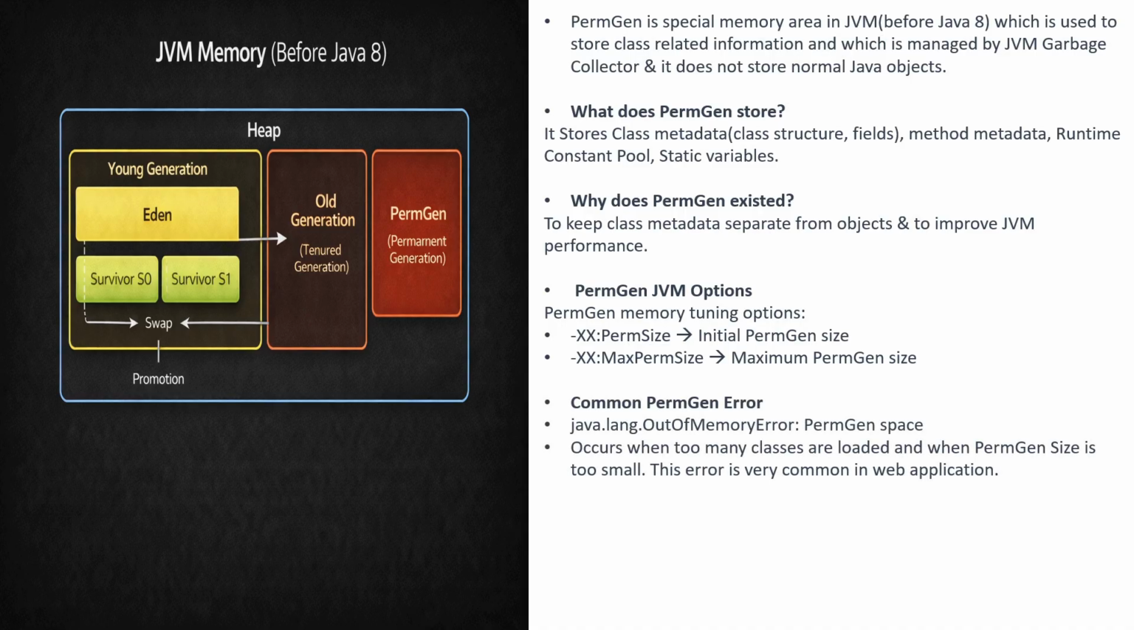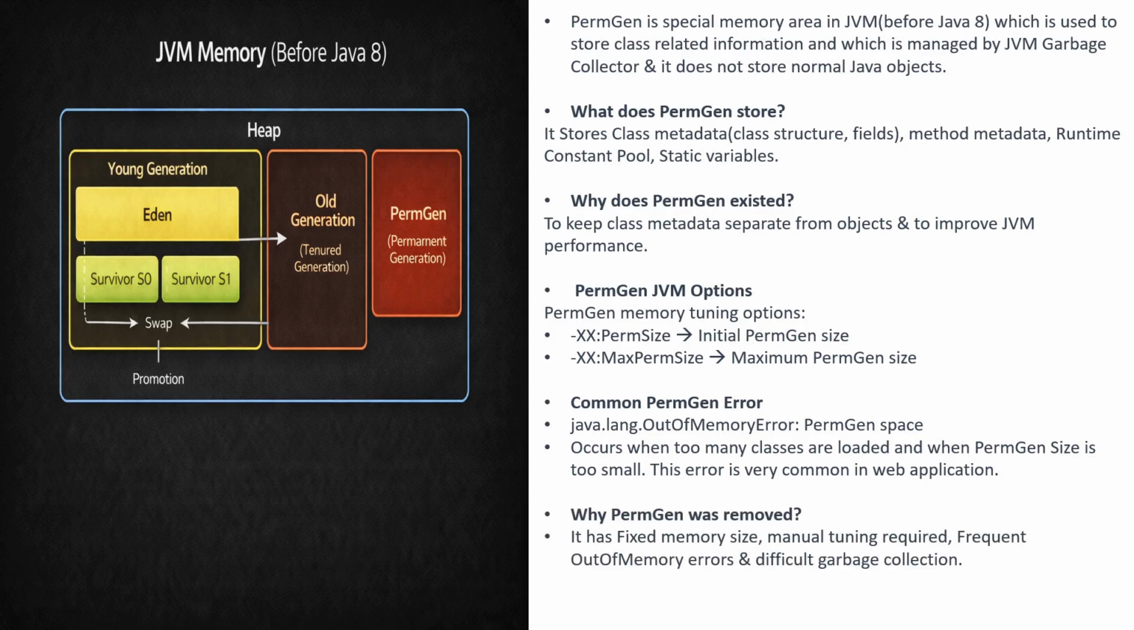Now let's see the common PermGen error which we get. The common error is java.lang.OutOfMemoryError: PermGen space. When does it occur? It occurs when too many classes are loaded and when the PermGen size is too small. This error is very common in web applications.